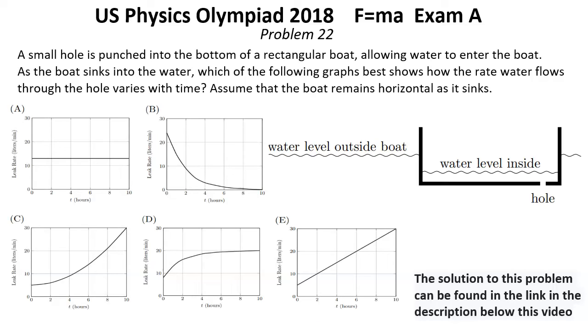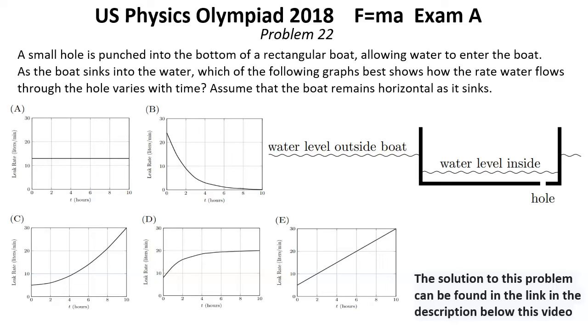Problem number 22. A small hole is punched into the bottom of a rectangular boat, allowing water to enter the boat. As the boat sinks into the water, which of the following graphs best shows how the rate water flows through the hole varies with time? Assume that the boat remains horizontal as it sinks. Solution for problem number 22.